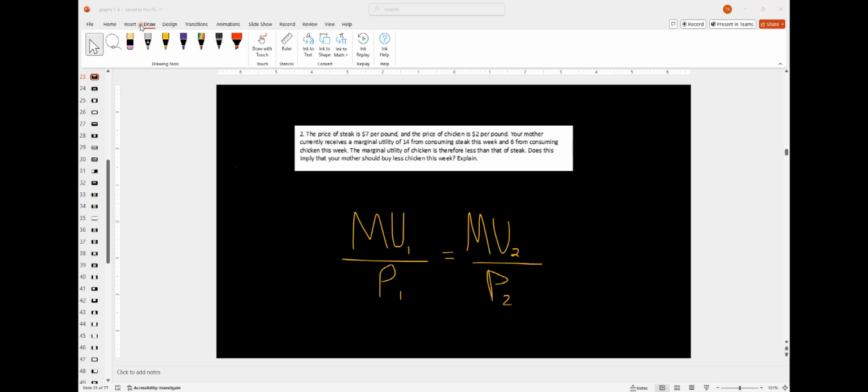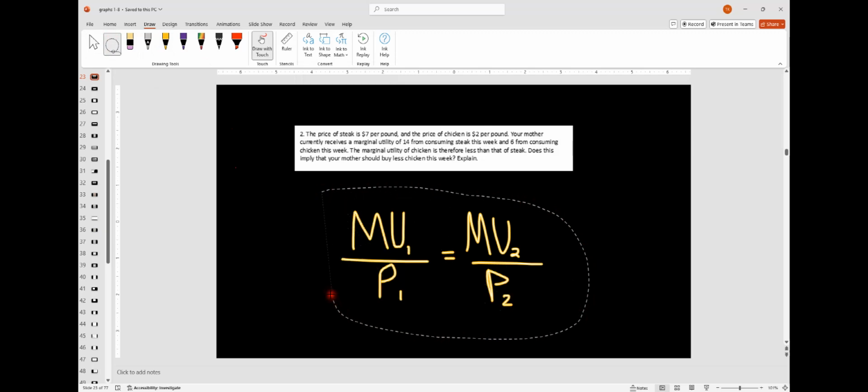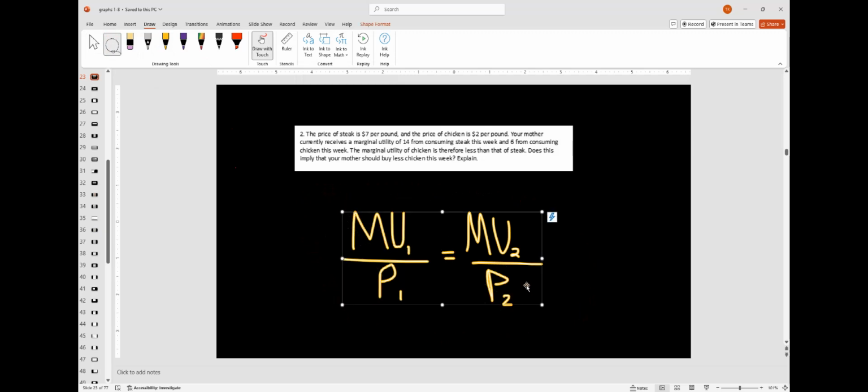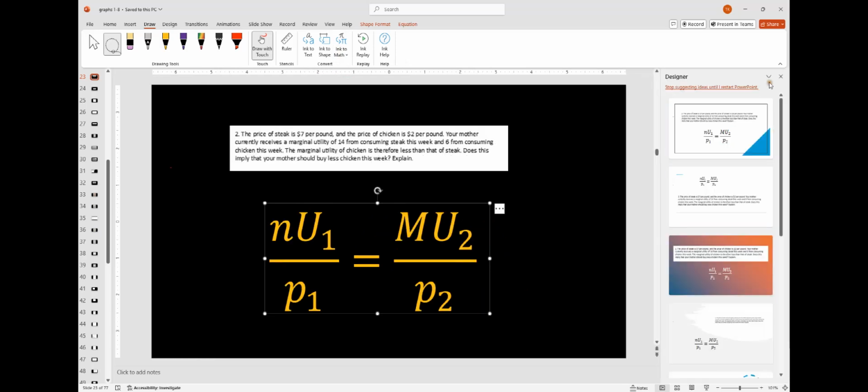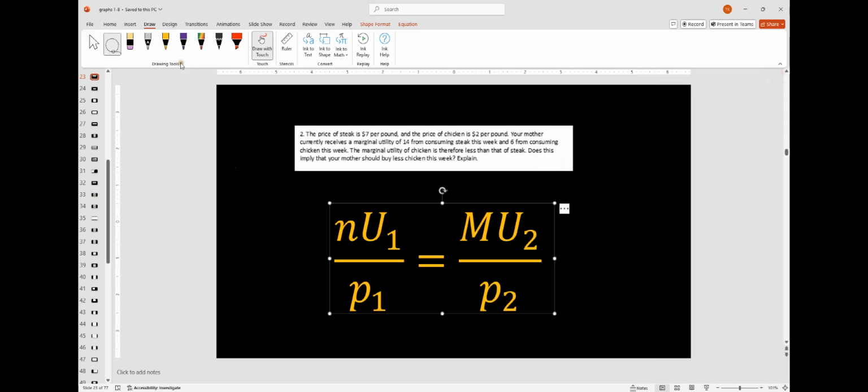I'm in the Draw tab, and I want Ink to Math. It calls this writing I did Ink. So you're going to click on the lasso, and I'm going to lasso everything, and it highlights everything there. And then I click Ink to Math, and it turned it into an equation for me.